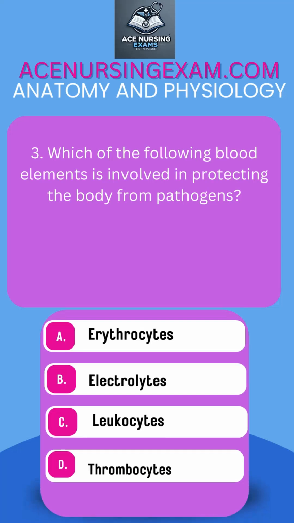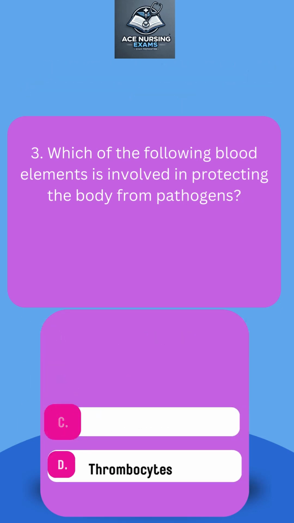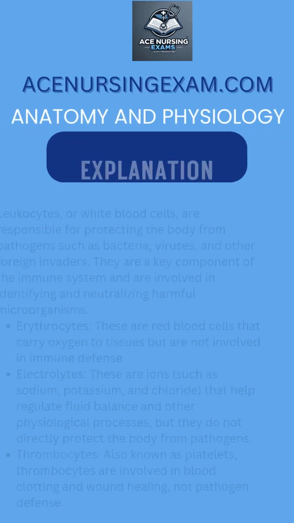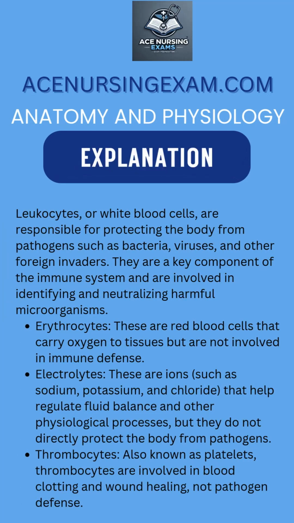3. Which of the following blood elements is involved in protecting the body from pathogens? A. Erythrocytes. B. Electrolytes. C. Leukocytes. D. Thrombocytes. The correct answer is leukocytes. Explanation. Leukocytes, or white blood cells, are responsible for protecting the body from pathogens, such as bacteria, viruses, and other foreign invaders. They are a key component of the immune system and are involved in identifying and neutralizing harmful microorganisms.